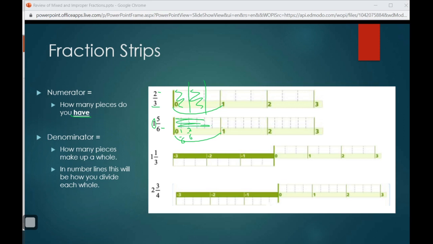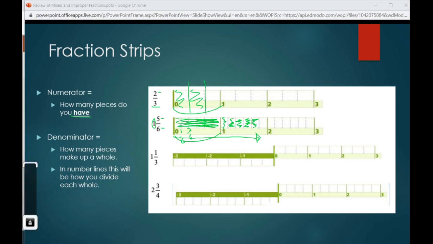We have all of this. All right? And 5 more sixths. So 1, 2, 3, 4, 5. All right? So this bar from here to here will be 1 and 5/6. In order to find what it is as an improper fraction, you count out how many pieces individually have been shaded.